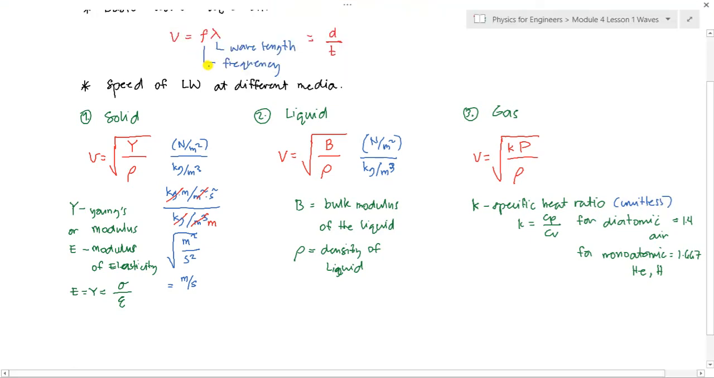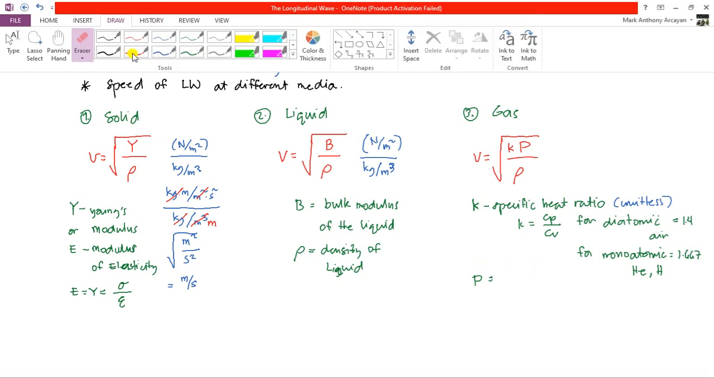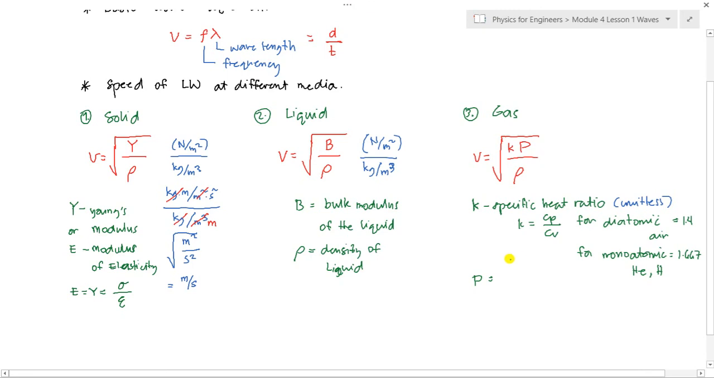Second is the pressure, P. That is the pressure of the medium, or the pressure of the given gas. Lastly is the density again: the density of the gas.